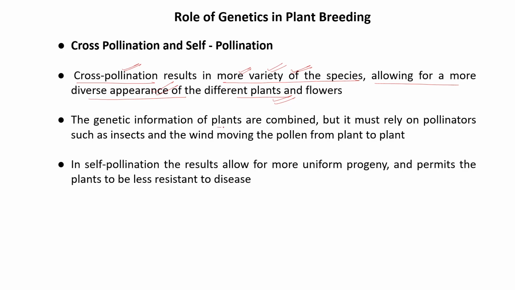The genetic information of plants is combined, but it mostly relies on pollinators such as insects and the wind moving the pollen from plant to plant. So this is very, very important. So insects. And if we talk about insects, then we must talk about bees. Bees are wonderful pollinators. In one study, it was found that if bees are removed from our environment, then 80% of plants will not be pollinated.